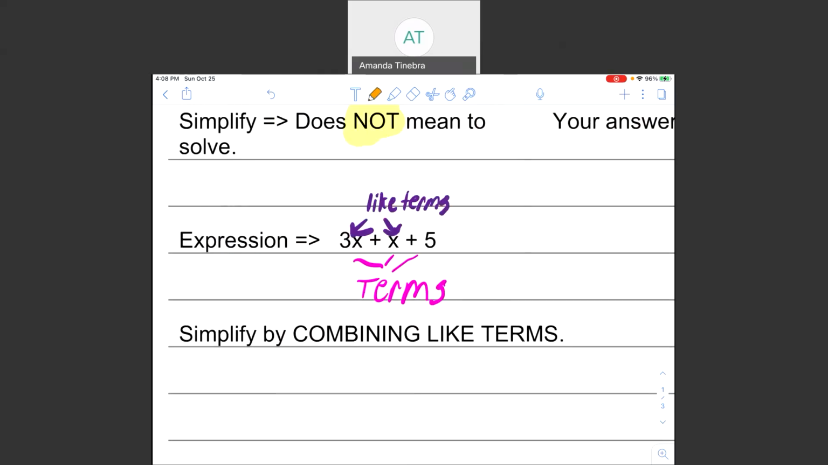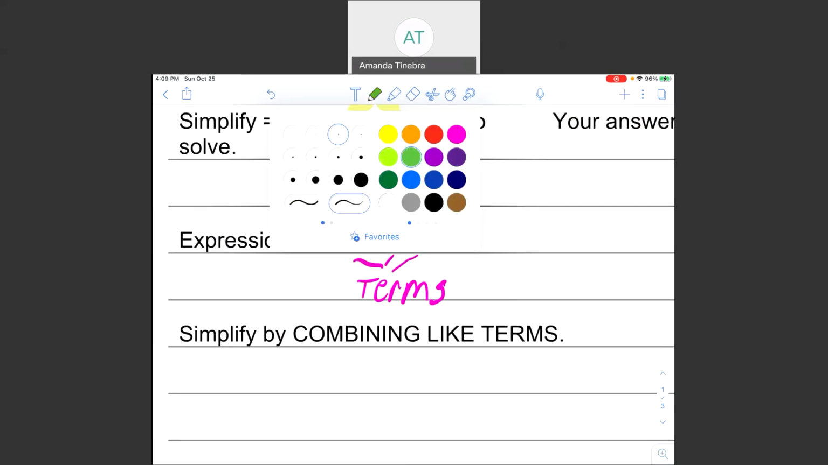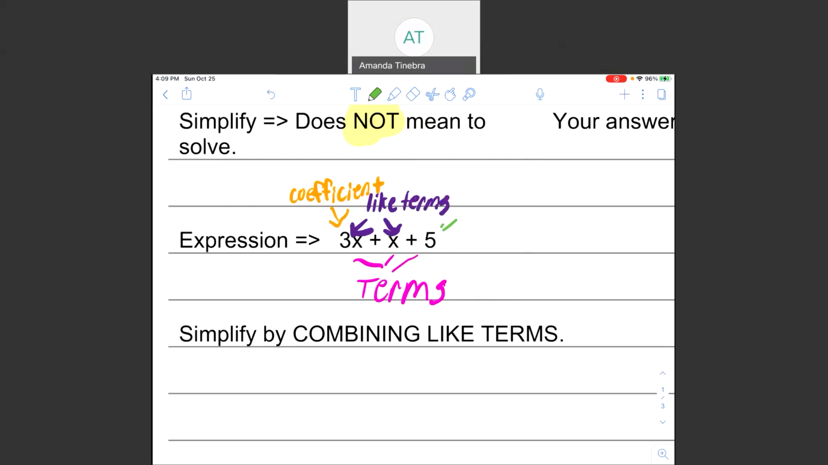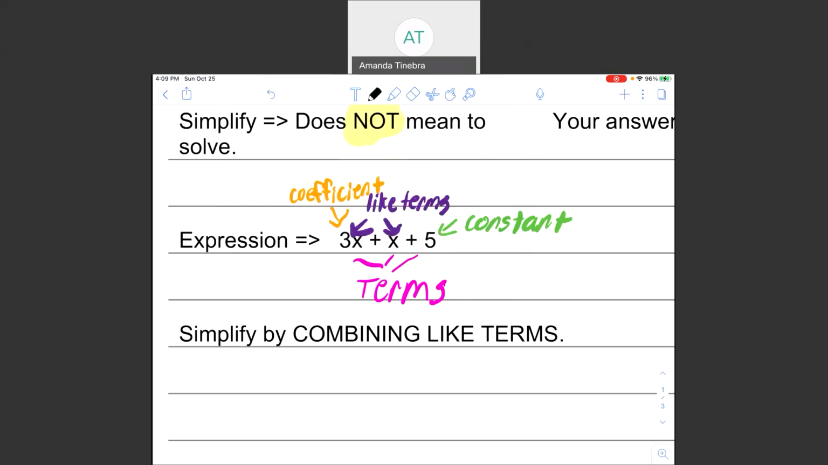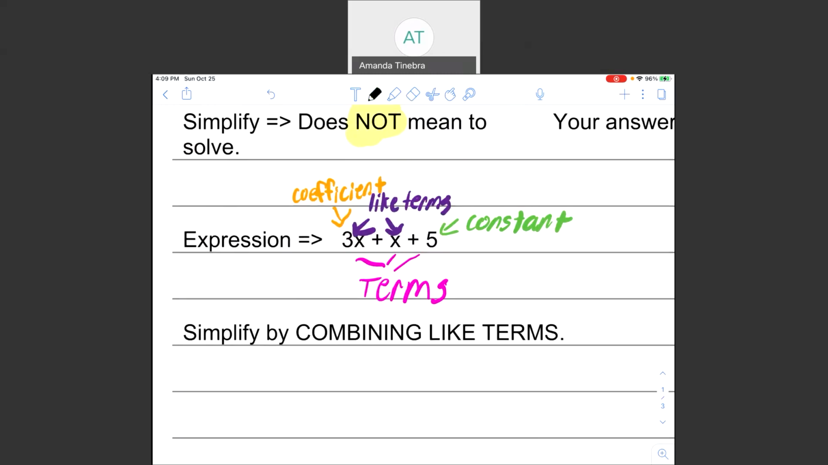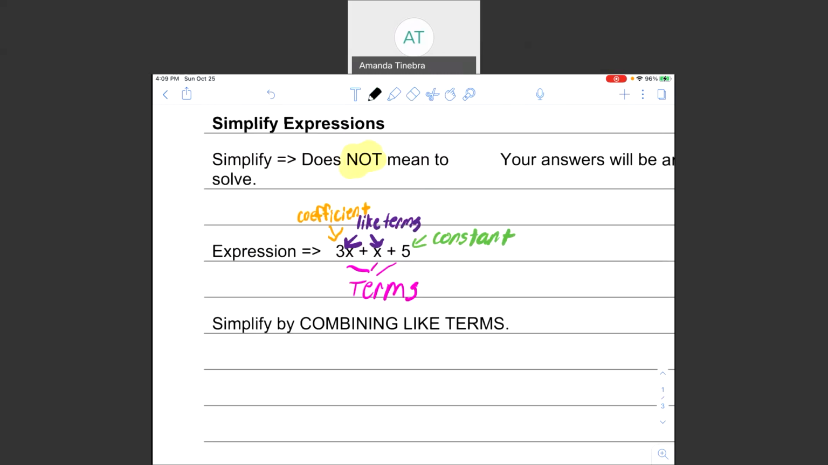For coefficients, the only coefficient we have is the number 3, because that is the number that is in front of a variable. And then the number 5 is a constant because it is a number by itself. So that is what our words in our vocabulary mean. We have a coefficient of 3. 3x and x are like terms. 5 is a constant. Okay?